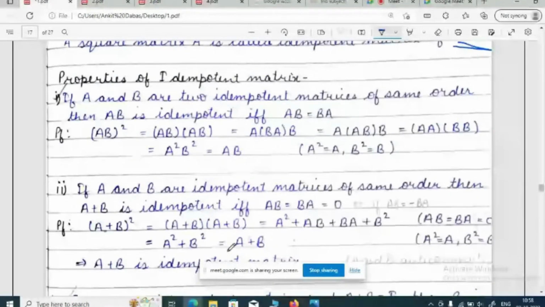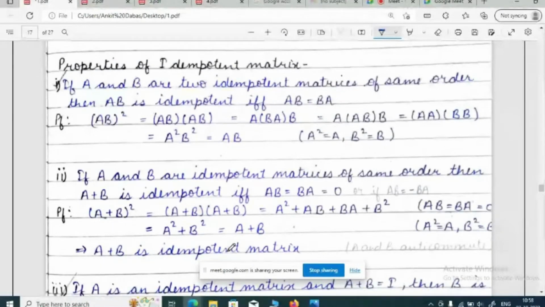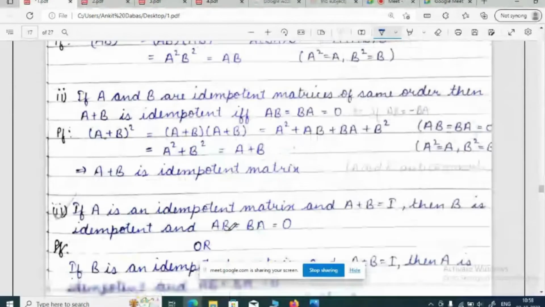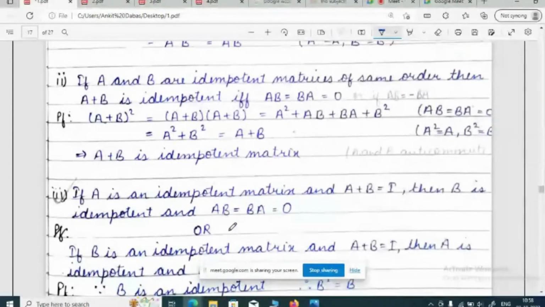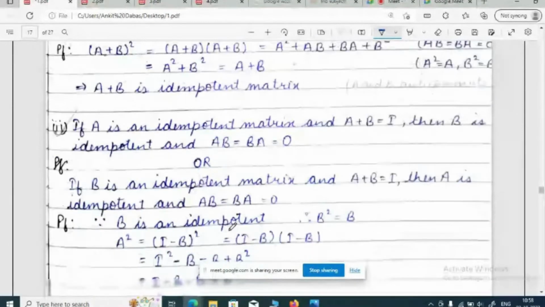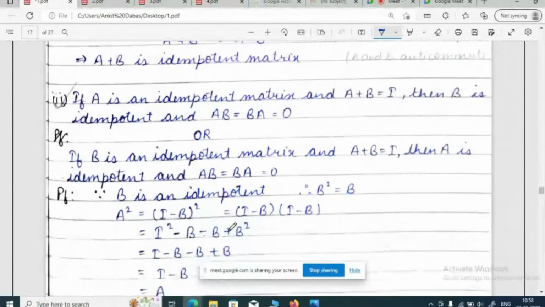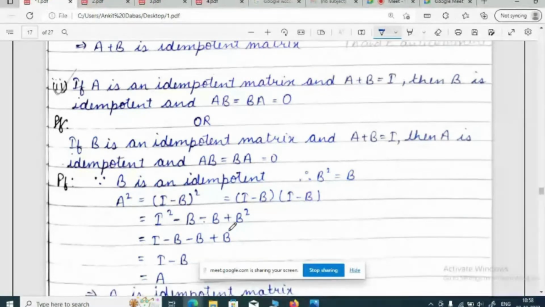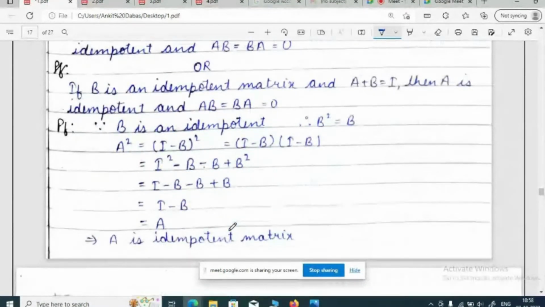These are the properties. If A and B are two idempotent matrices of the same order, then AB will be idempotent if and only if AB is equal to BA. If A and B are idempotent matrices, then their sum will be idempotent if and only if AB is equal to BA is equal to 0. And if A is an idempotent matrix and A plus B is equal to identity, then B is idempotent and AB is equal to BA, that will be equal to 0.